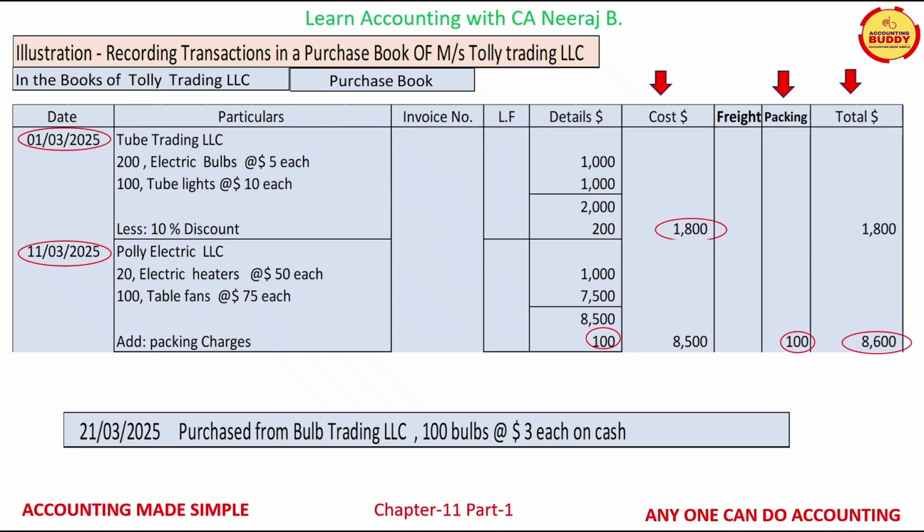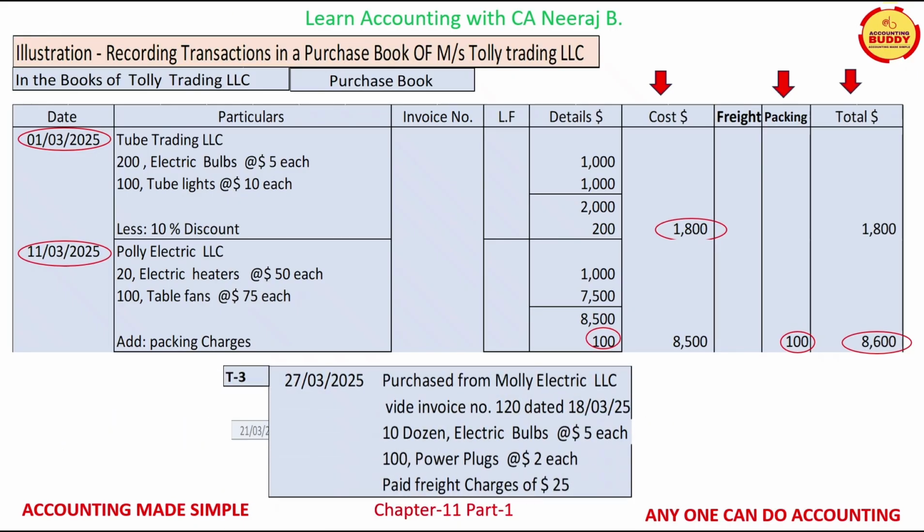On 21st of March 25, Tully Trading LLC bought 100 bulbs at $3 each from Bulb Trading LLC on cash. Since this is a cash transaction, it will not be recorded in the purchase books.